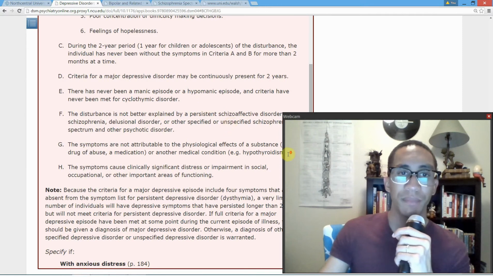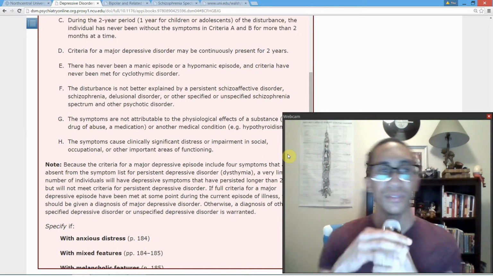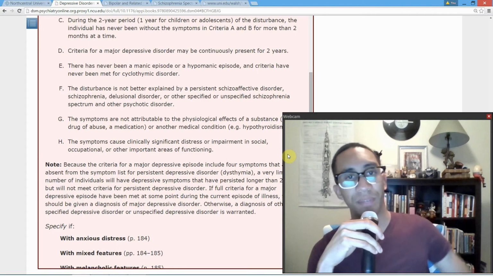Criterion E: the disturbance is not better explained by persistent schizoaffective disorder, schizophrenia, delusional disorder, other specified or unspecified schizophrenia spectrum, or other psychotic disorder.